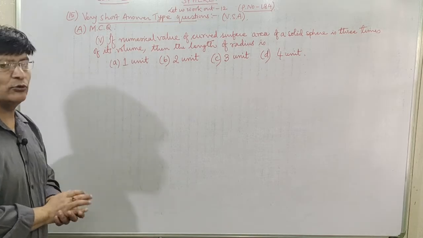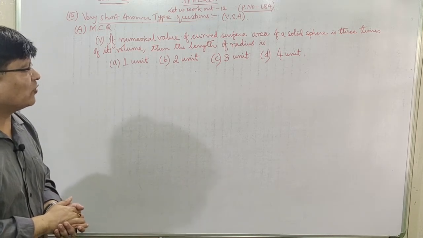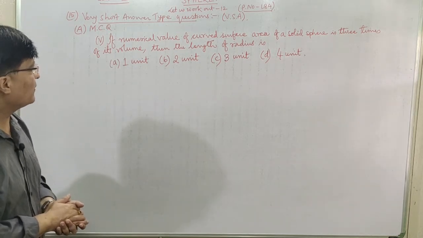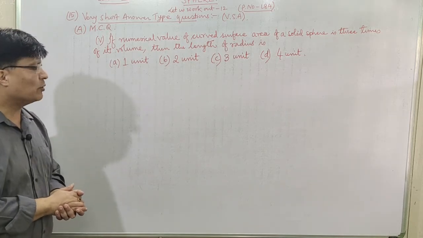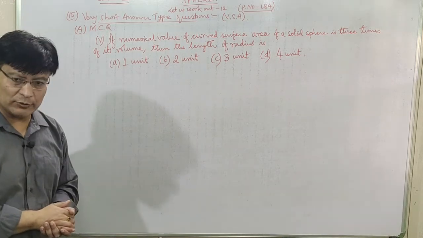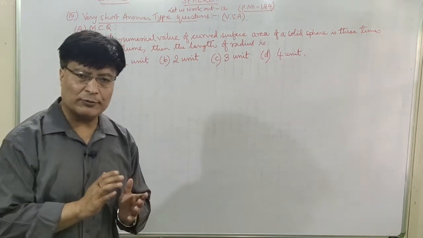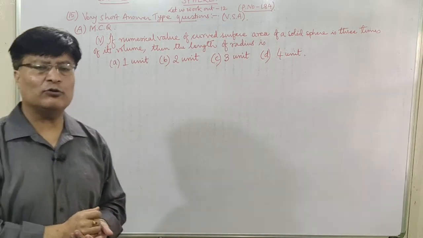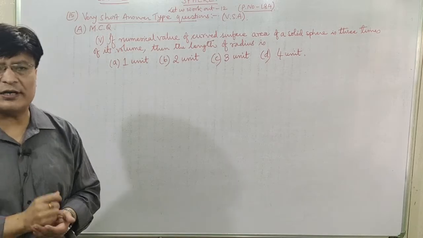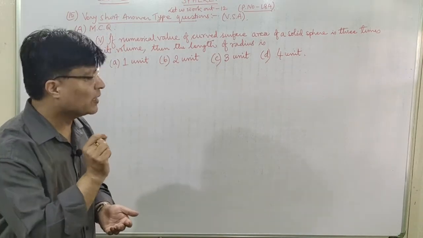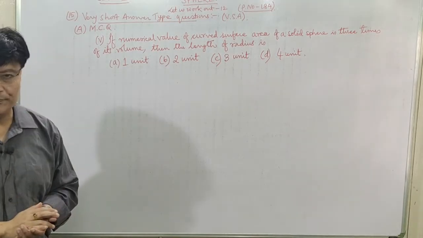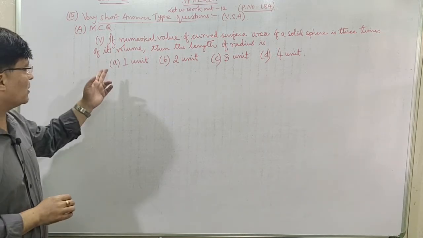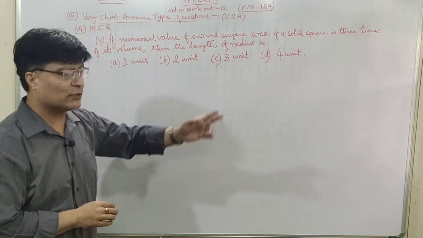If the numerical value of curved surface area of a solid sphere is 3 times of its volume, then the length of radius is option A 1 unit, option B 2 unit, option C 3 unit, and option D 4 unit. You have to choose the correct option. So in this case, it is given that the numerical value of the curved surface area of a solid sphere is 3 times of its volume. So you have to find out the length of the radius. So which is the correct option here?